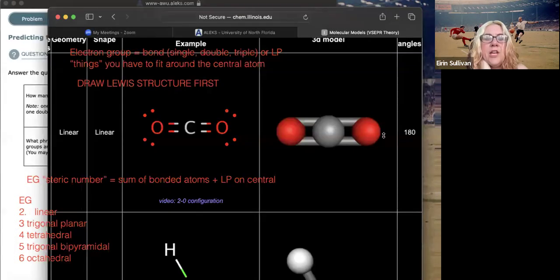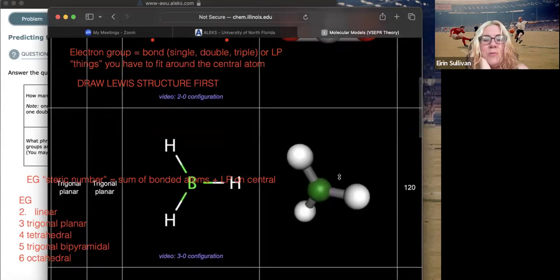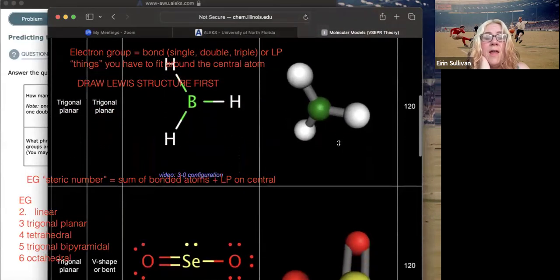This linear shape looks exactly like what you think it looks like, and that bond angle would be 180 degrees. So this is an example of how you get from that Lewis structure on paper to a more three-dimensional looking electron group geometry. If our electron group geometry is three, you've got three things attached to your central atom, like this BH3 molecule here. That trigonal planar shape is essentially if you have 360 degrees and you divide it into three equal slices of pie, so that bond angle is 120 degrees.